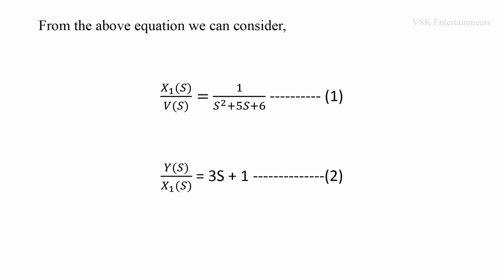From the above equation, consider X1(s)/V(s) = 1/(s^2 + 5s + 6), and consider this as equation number 1. Similarly, consider Y(s)/X1(s), that is the second term, as 3s + 4. This one is equation number 2.